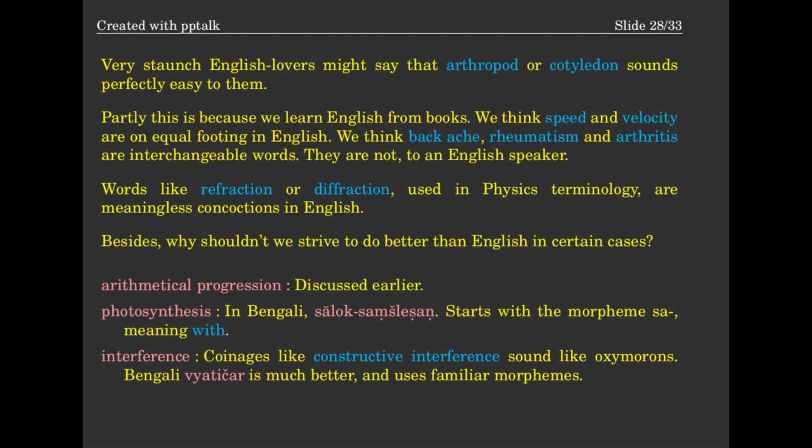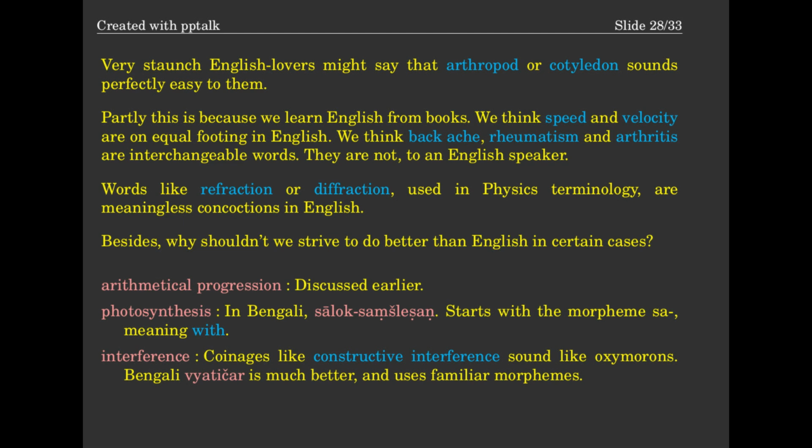Photosynthesis. In Bengali, it's called Shalok Sangsleshon. Alok is light, but there is a sa before that. Shalok means with light. Sangsleshon means synthesis. So, it is a synthesis done with the help of light. If you look at the English word, you don't know whether light has been used for the synthesis or light itself has been synthesized.